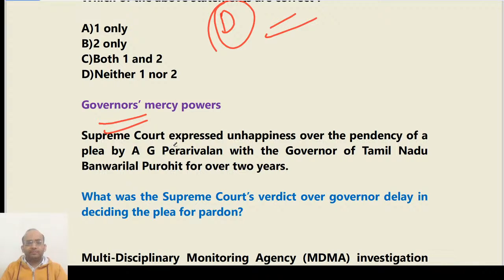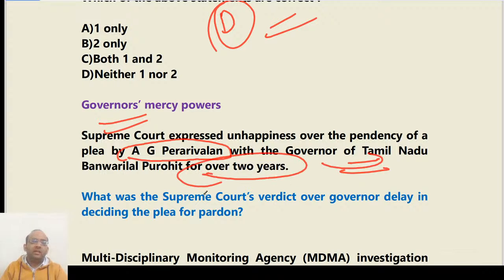See what happens. This Mr. A.G. Perarivalan has filed a mercy petition. Mercy petition means he has been given death penalty because of his alleged involvement in the Rajiv Gandhi assassination case, and he has approached Governor of Tamil Nadu to give him relief from death execution, capital punishment. And 2 years have lapsed, and Governor of Tamil Nadu has not taken any action.